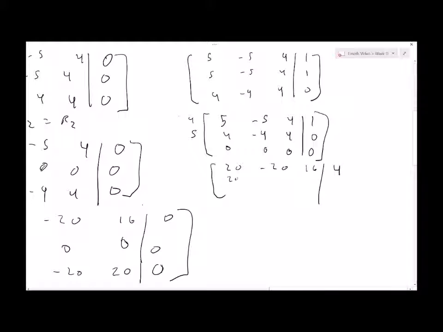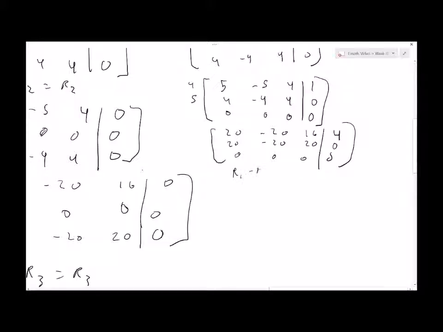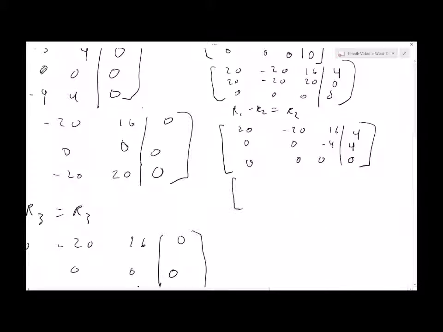And then this will be 20, negative 20, 20, and 0, 0, 0, 0, 0. Now you'll see when we do row 1 minus row 2 equals row 2, we'll be left with 20, negative 20, 16, 4, 0, 0, negative 4, and 4, 0, 0, 0, 0. So now, if we just divide stuff out, we're left with 5, negative 5, 4, 1, 0, 0, 1, negative 1, 0, 0, 0, 0.